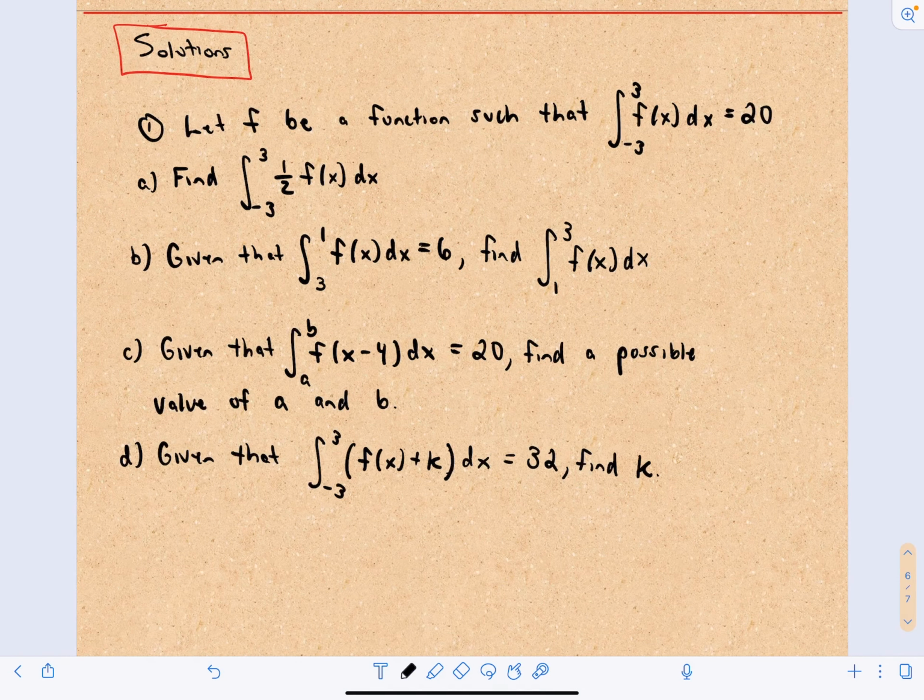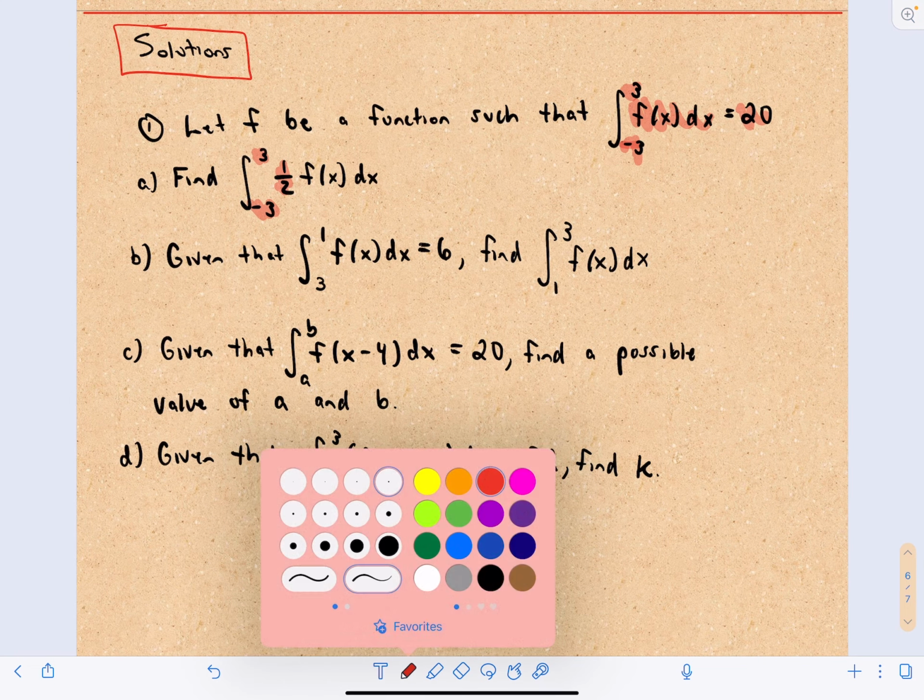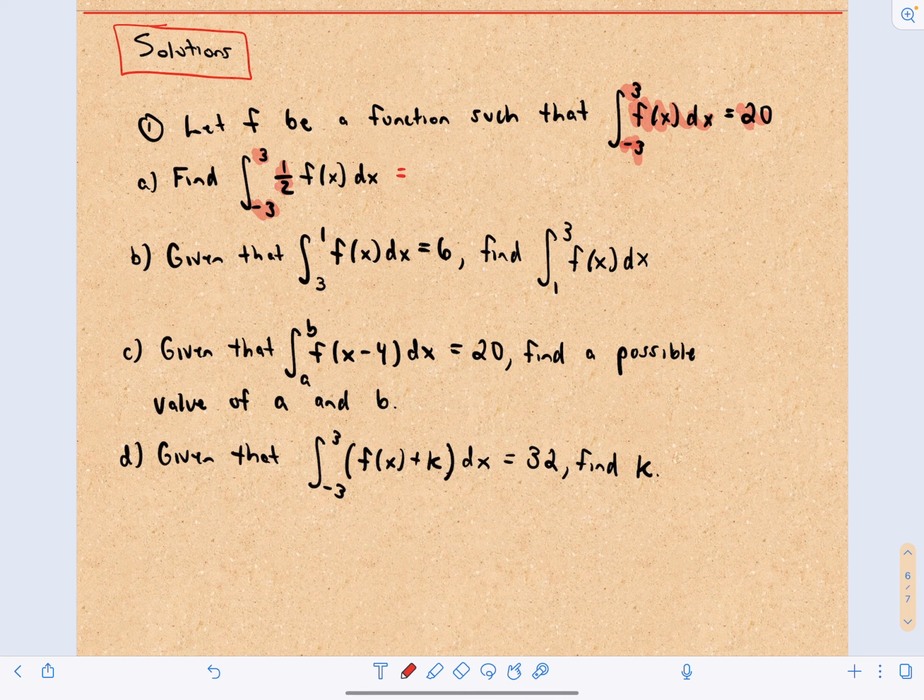Okay, so here we've got a function f, and it has the property that the definite integral of f from -3 to +3 equals 20. So in part A, we want to find the value of the definite integral from -3 to +3 of 1/2 of f of x. Well, we saw this property that we can just pull this 1/2 out front, so we'll have 1/2 of the integral from -3 to 3 of f of x dx.